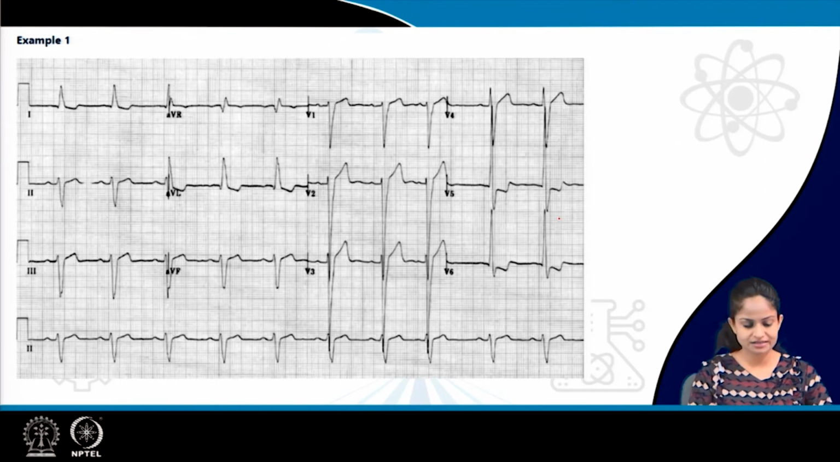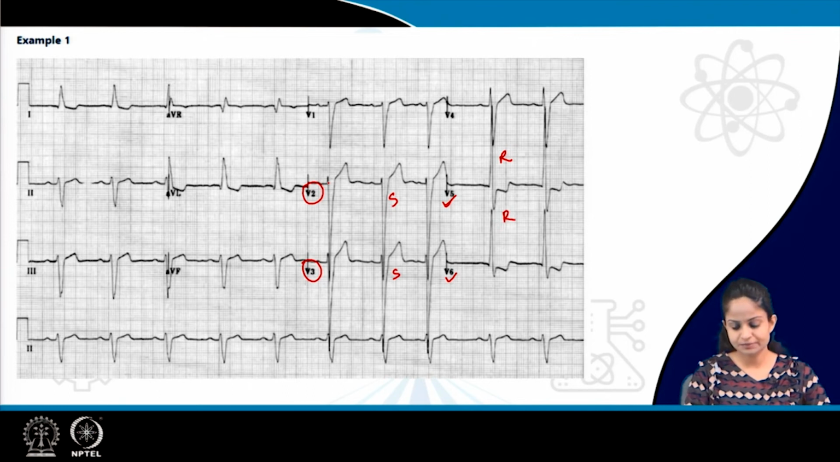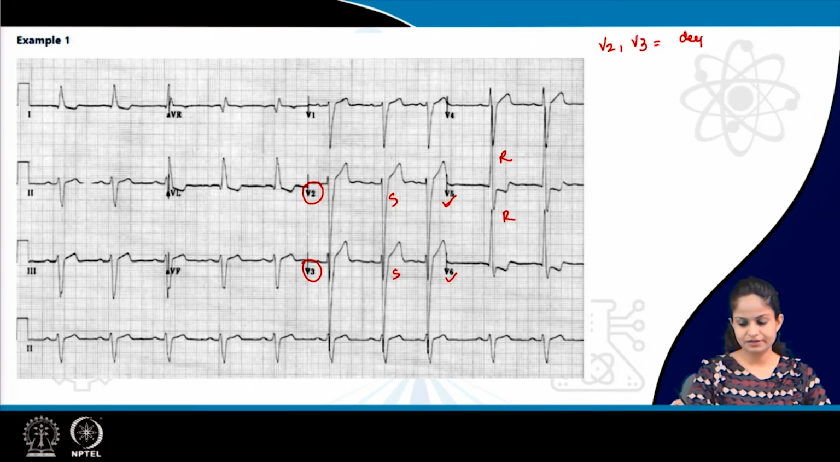Now, coming to the case discussion, what we see in this 12 lead ECG, the first thing we have to see is the very deep S waves. In V5 and V6 we actually get very tall R waves, and in V2 and V3 we get deep S waves. So, in V2, V3 we are getting deep S waves.